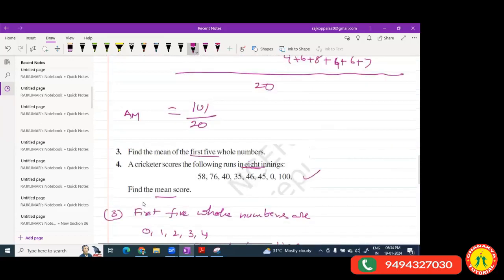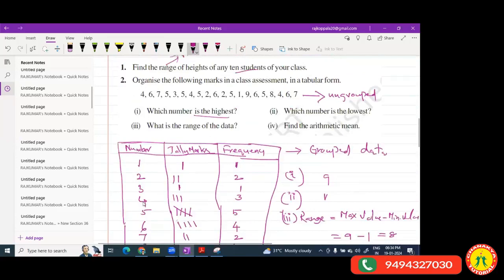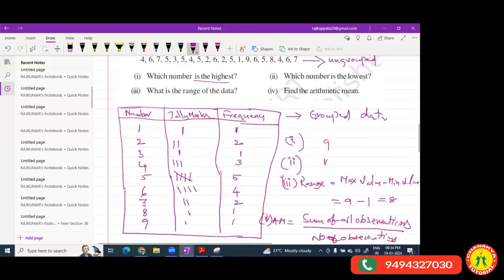Okay, like this we will find the mean and range of the given data. So please note down these 4 questions. The first question, no need to do. You just note down from the second question onwards.